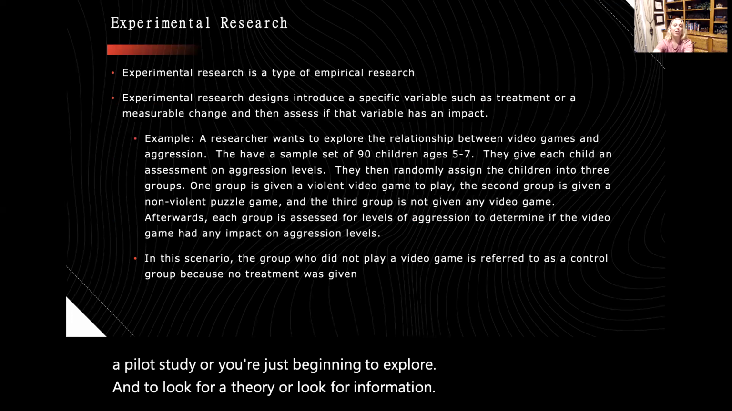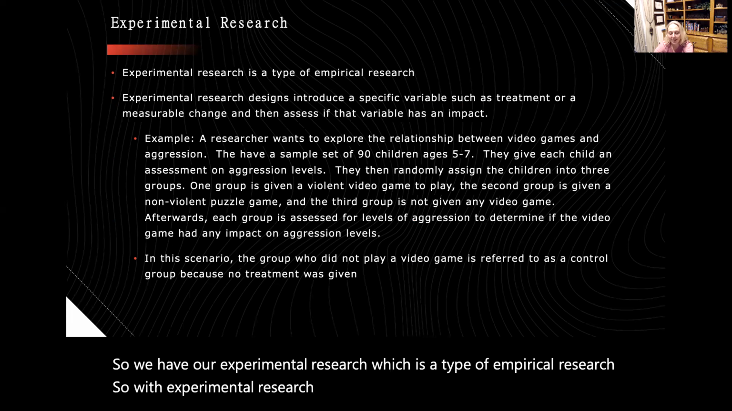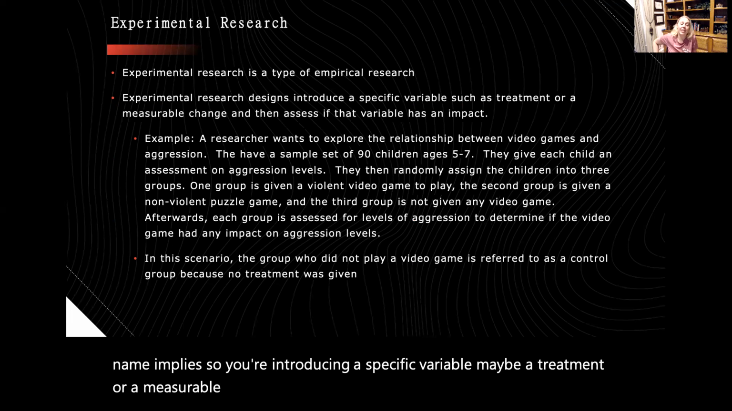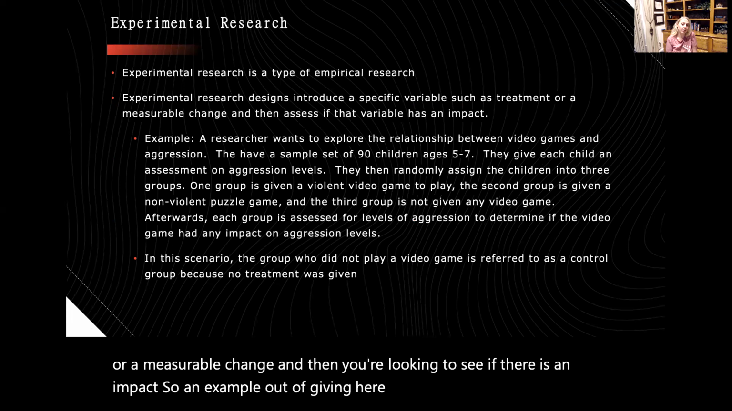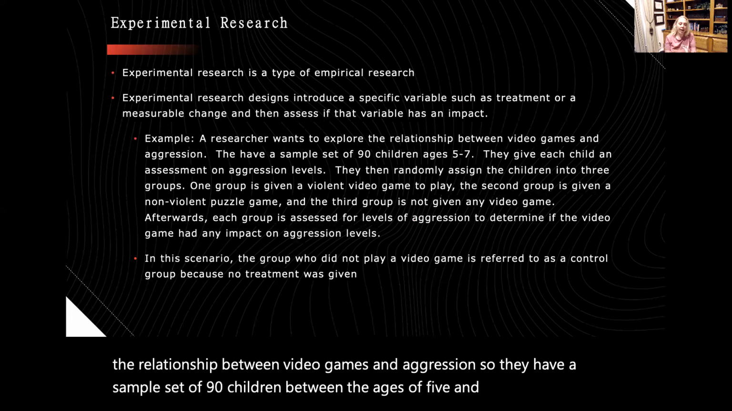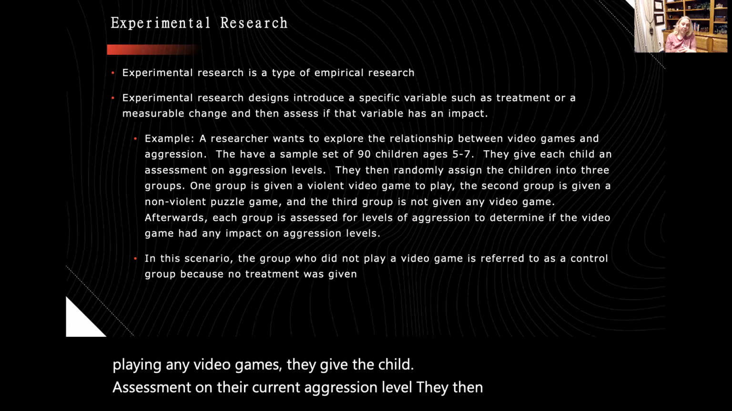So we have our experimental research, which is a type of empirical research. So with experimental research, you are doing an experiment, just as the name implies. So you're introducing a specific variable, maybe a treatment or a measurable change, and then you're looking to see if there's an impact. So an example that I'm giving here is, say a researcher wants to explore the relationship between video games and aggression. So you have this episode of 90 children between the ages of 5 and 7. Prior to playing any video games, they give the child an assessment on their current aggression level. They then randomly break the children into 3 different groups.